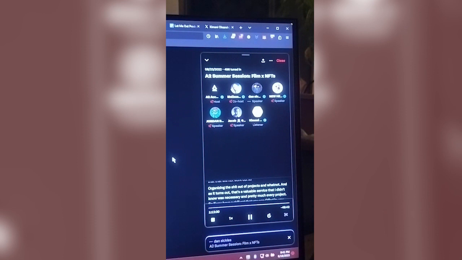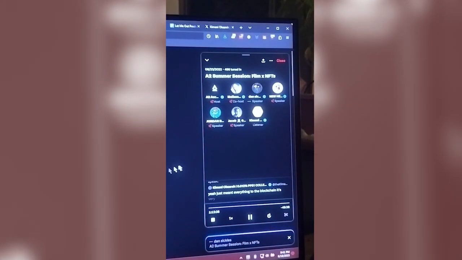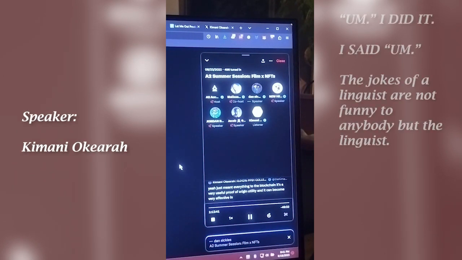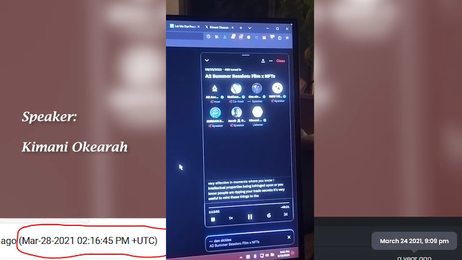Does anybody else have advice for new people getting into this space? Yeah, just mint everything to the blockchain. It's a very useful proof of origin utility. And it can become very effective in moments where intellectual property is being infringed upon, or people are ripping your trade secrets. It's very useful to mint these things to the blockchain so you have proof of origin down to the millisecond.